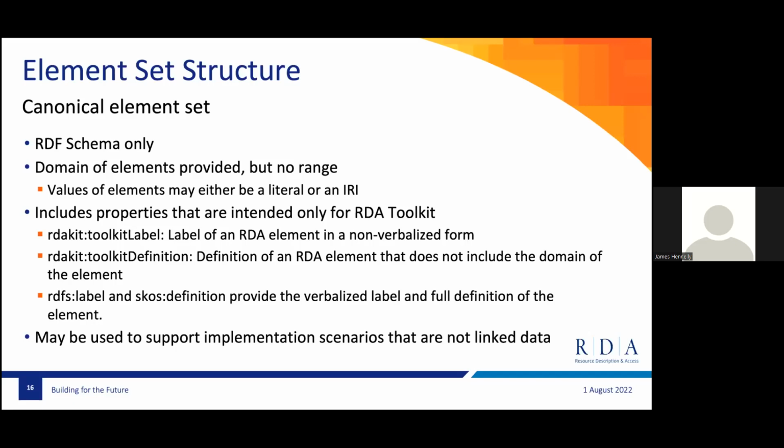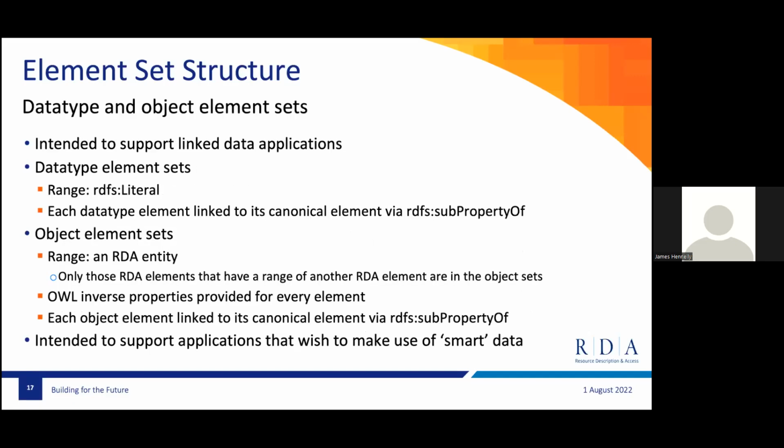And the reason why we have the canonical element set is that it can be used to support implementation scenarios that are not linked data, that you can take the information present in the canonical element set and you could use it, let's say, in a relational database implementation of RDA. So then the other two parts of the element set structure are the data type and the object element sets. And these are intended to support linked data applications.